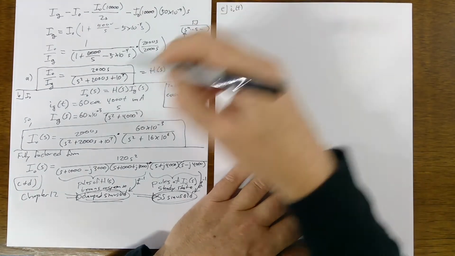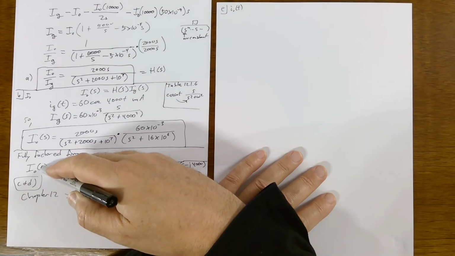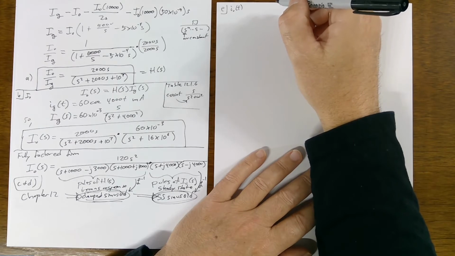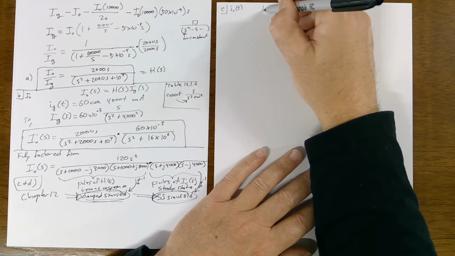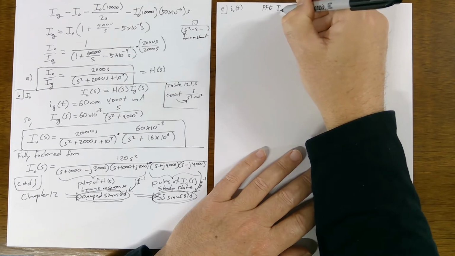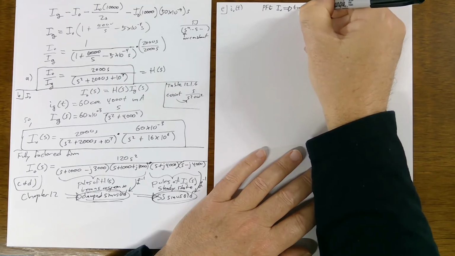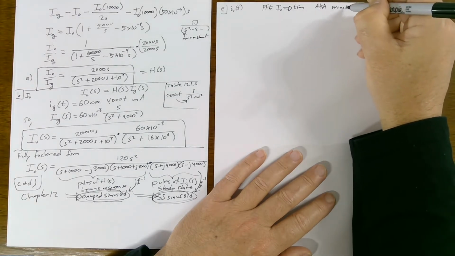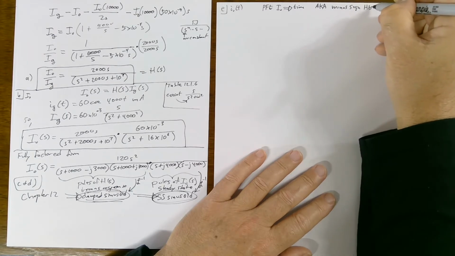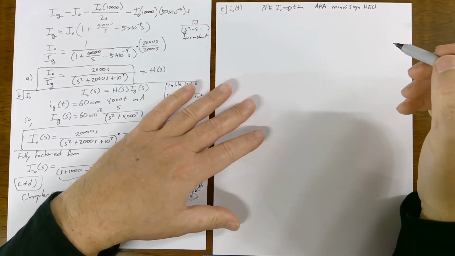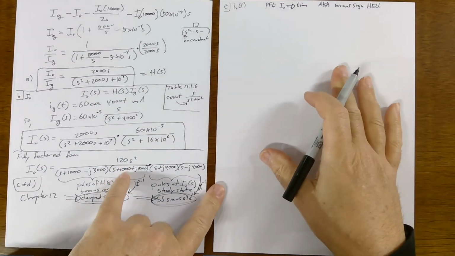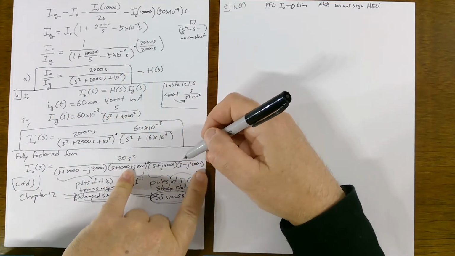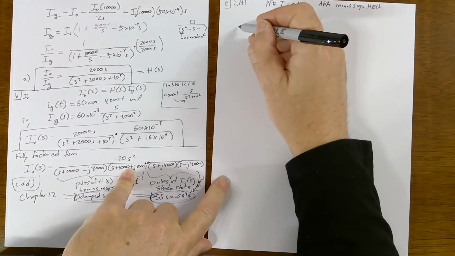So we need to reverse transform big I0 of s. And in order to do that, we need to do a partial fraction expansion. So we're going to do PFE of I sub 0 back to the time domain. This is also known as the inverse Laplace transform. So we're going to take this I0 of s, do a partial fraction expansion and then do an inverse Laplace transform. It takes up the whole page.